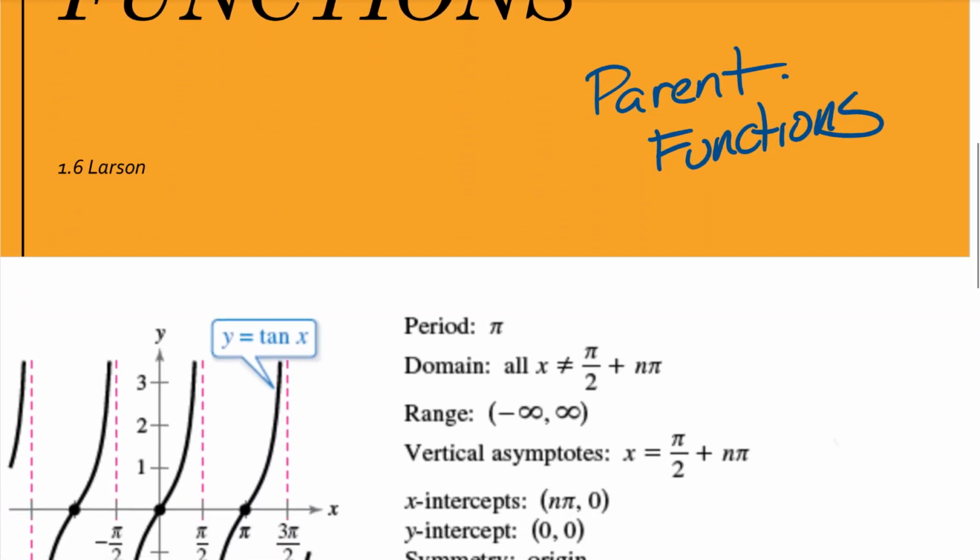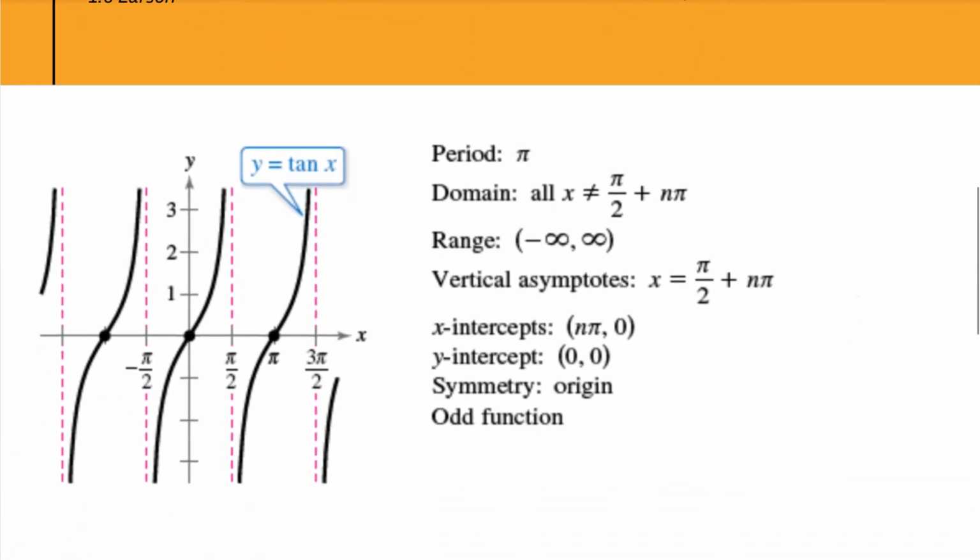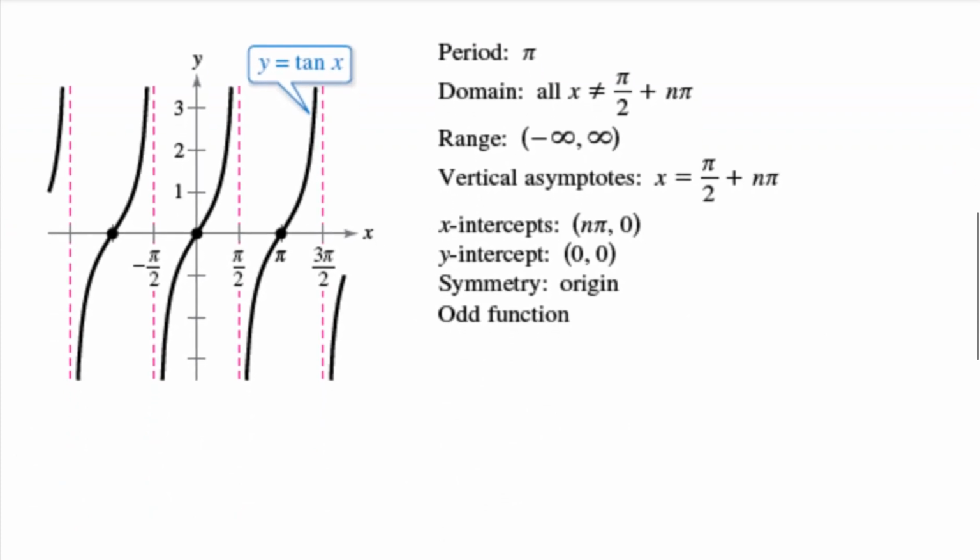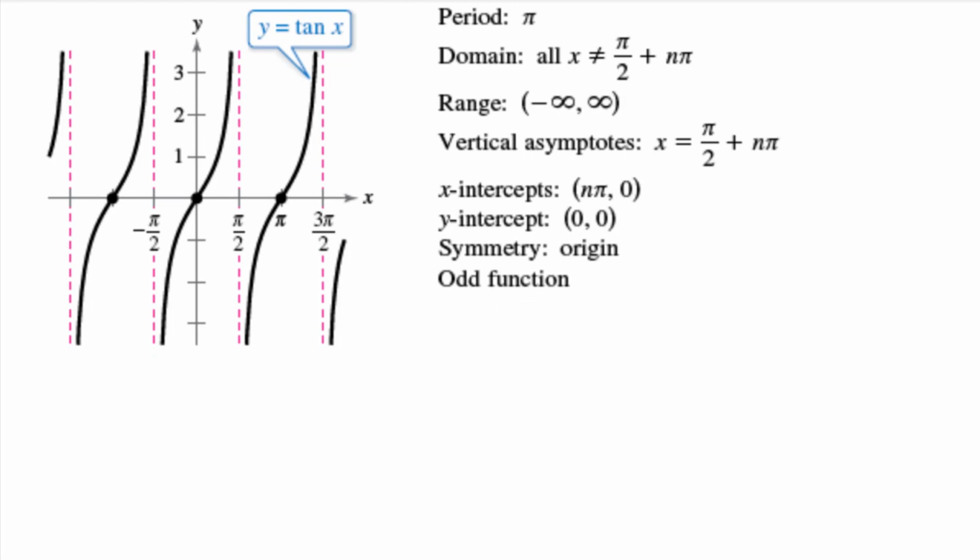Now I'm just going to give it to you right off the bat. Here's tangent, all graphed up. The period here is pi, which means this gap right here, from negative pi over 2 to pi over 2, that's pi, right? Half of a pi plus another half of a pi gives you one whole pi, right?